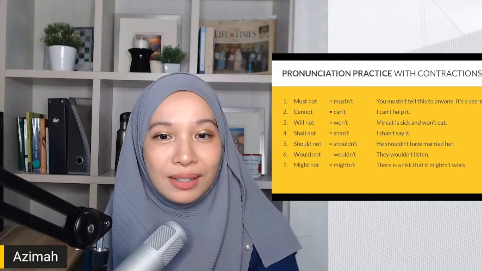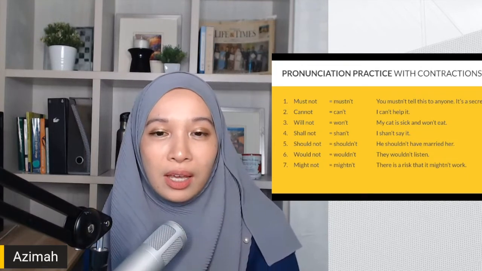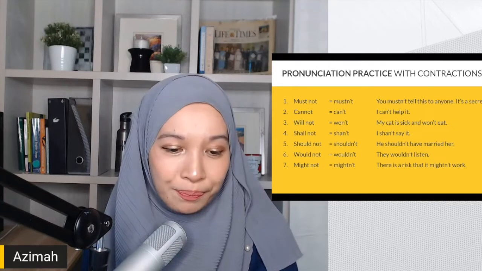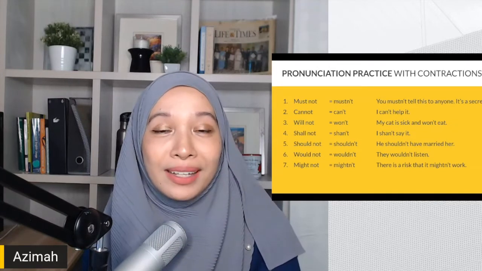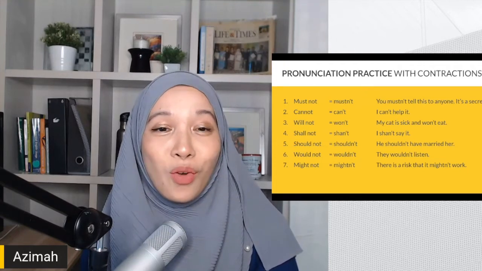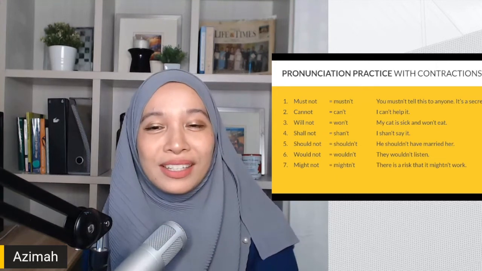Number 7, might not. Okay, so this is a difficult sound. I'll try to say it along. I'll try my best. MIGHTN apostrophe T. So it's mightn't. It might be a silent T. It's a glottal one, mightn't. So here's an example. There is a risk that it mightn't work. Right, so this is a difficult sound.